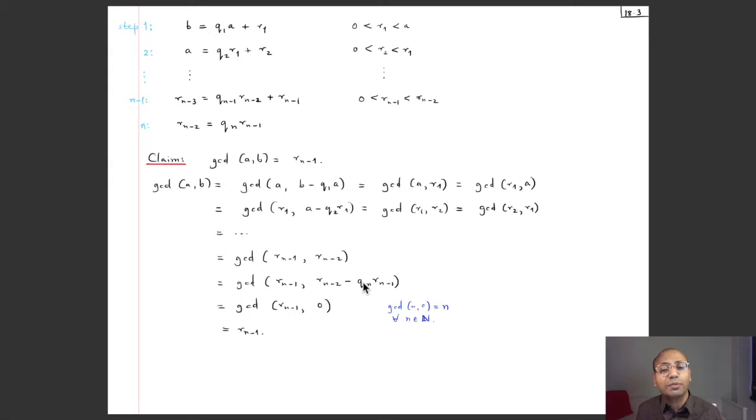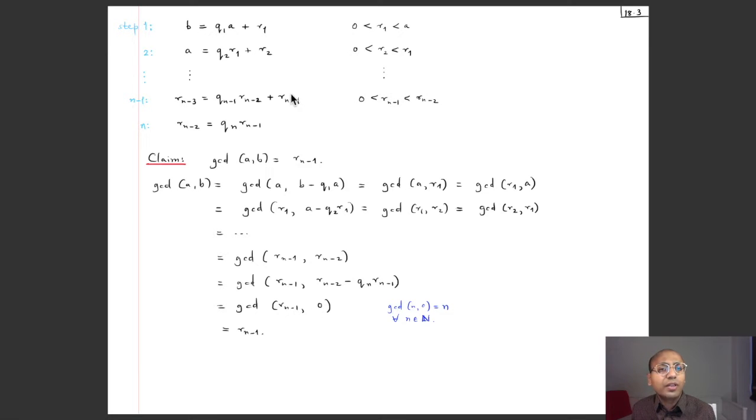Okay, so this GCD is the same as the GCD of R(n-1) comma R(n-2) changed by a multiple of this R(n-1), and the multiple that we'll use is this last quotient. So this GCD is the same as the GCD of R(n-1) and R(n-2) minus Qn R(n-1). And we note that this is nothing but 0. That's the last remainder. So we end up with the GCD of R(n-1) and 0.